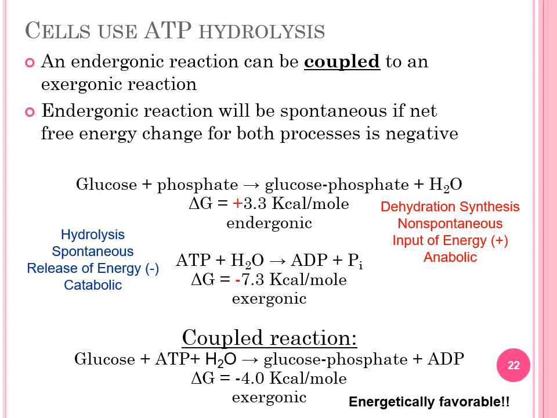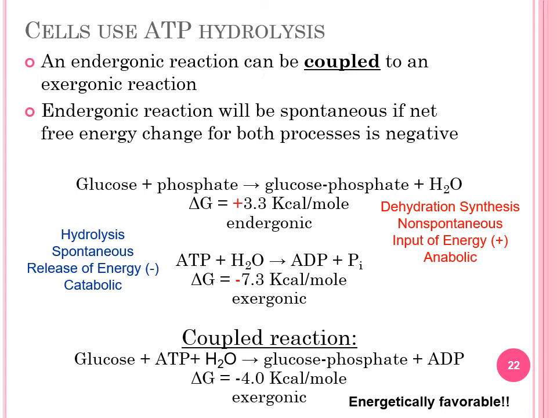This is going to be coupled with a reaction that is going to have all the opposite characteristics. So we're going to couple this reaction, this glucose plus phosphate yielding glucose phosphate plus water, with ATP plus water. So we know off the top we're talking about a hydrolysis reaction because water is being added to the system. That's going to result in ADP, which has two phosphates attached, and an inorganic phosphate that's left over.